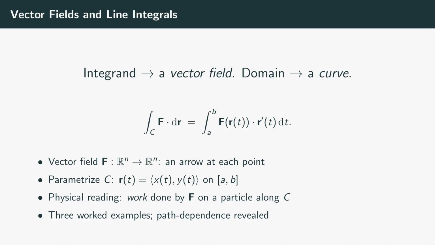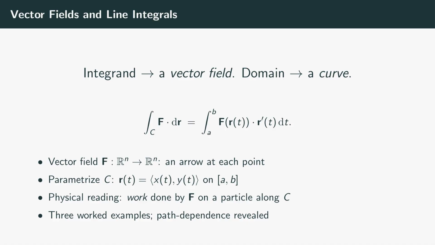The result is the line integral over C of F dot dr, which evaluates to a single number, the integral from a to b of F of r of t, dotted with r prime of t dt, once you parametrize the curve. Its physical meaning is work, force dotted with displacement, summed along the path. The same notion you met in introductory mechanics, now upgraded from a single constant force times a single straight displacement to a varying force along a curved path.